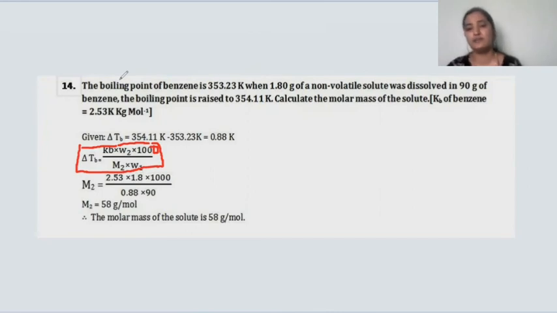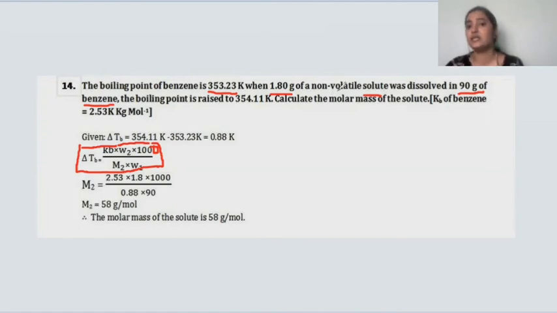Let us solve one problem regarding this. They are telling you that the boiling point of pure benzene is found to be 353.23 Kelvin, when 1.8 gram of a non-volatile solute was dissolved in 90 gram of benzene. Here, which is acting as the solute and which is acting as the solvent? They are telling you that 1.8 gram of non-volatile solute is added to 90 gram of benzene.